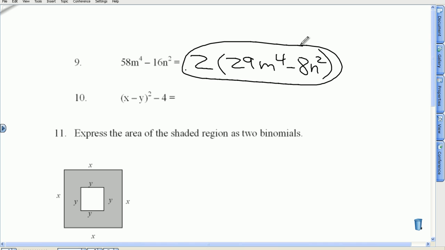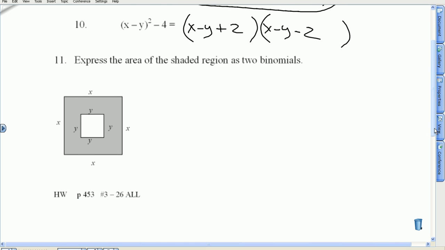In this particular problem, this is a little bit of a spicy one. The square root of x minus y squared is x minus y. The square root of 4 is 2, so I'll go plus 2 and minus 2, and it's done. It's kind of a weird looking answer.